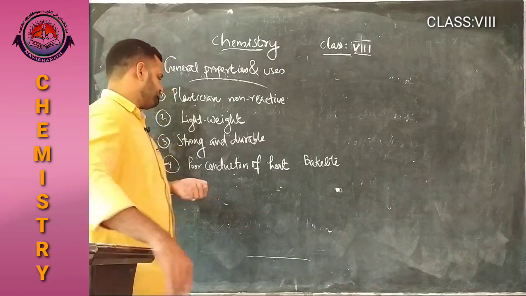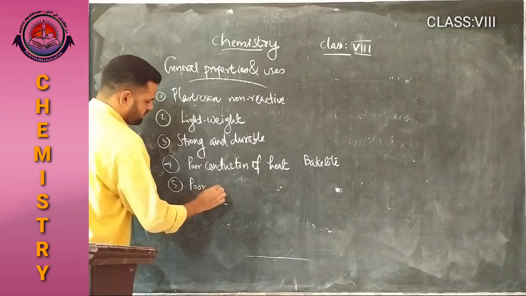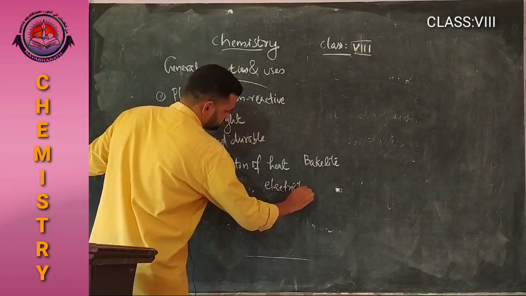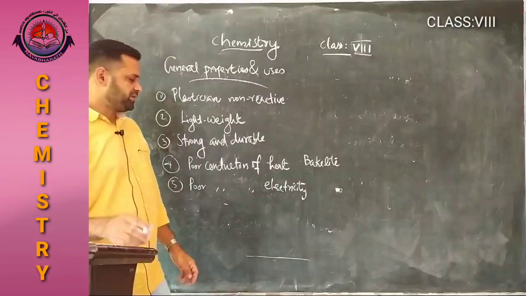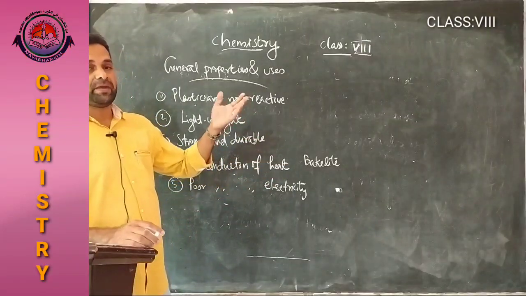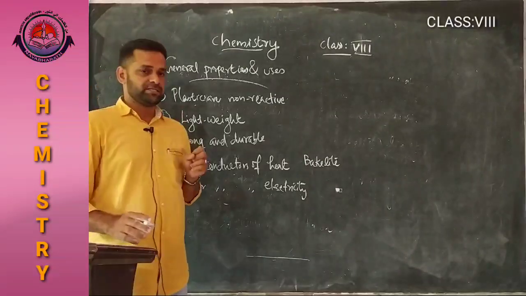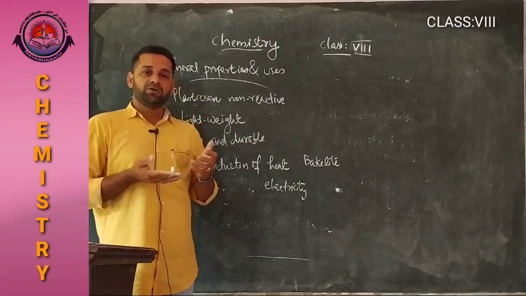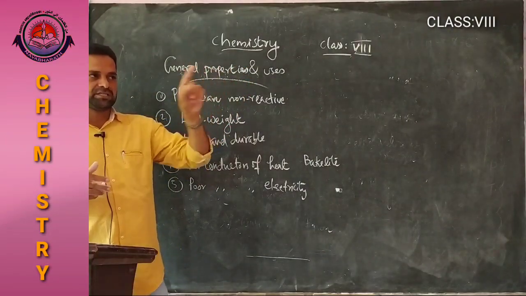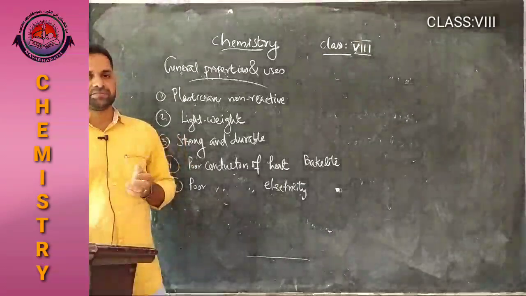Okay. Then the fifth one, they are poor conductors of electricity. We know bakelite is also used for making electrical switches and plugs. That is made up of bakelite. Why? Because they will not conduct. We can touch the switch without any fear. Why? Because it will not conduct any electricity, isn't it?